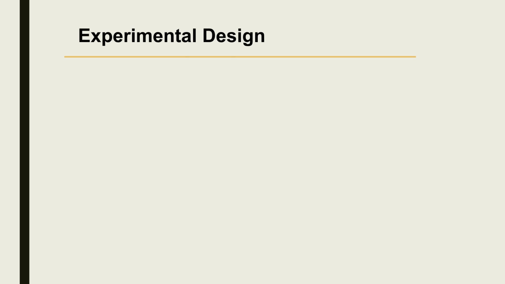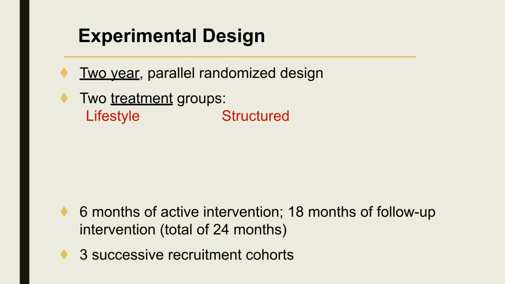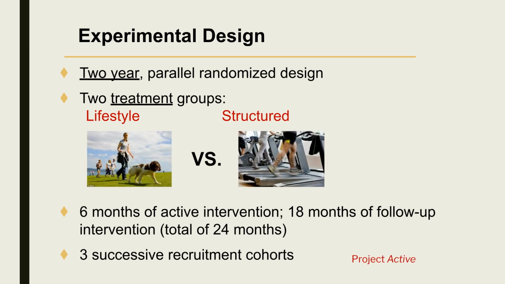Project Active was a 2-year intervention study. It included 6 months of active intervention, followed by 18 months of follow-up. While cohort studies may last decades, a 2-year randomized controlled trial is already considered quite long, especially when managing a large number of participants. The study compared 2 groups, a lifestyle physical activity group and a structured exercise group. We will go into more detail about these approaches in the following slides.